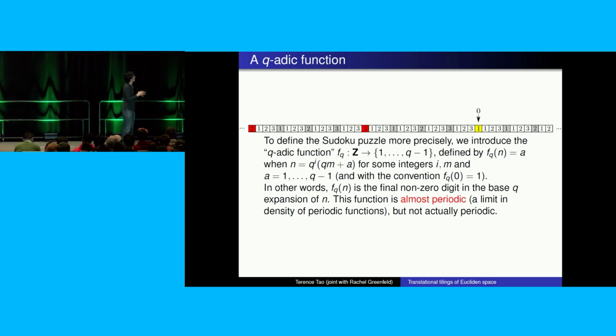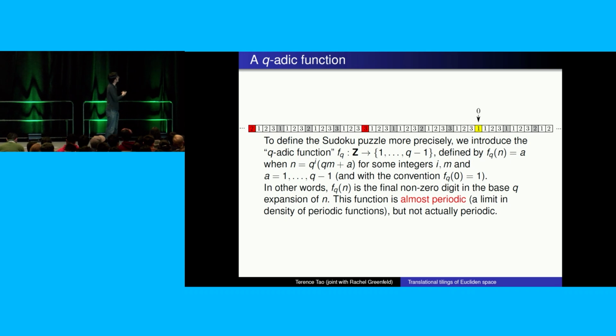So this is a function that is almost periodic. If you're not divisible by 4, it's just 1, 2, 3, and then something, 1, 2, 3, something, 1, 2, 3, something. So it's periodic outside of a coset of 4Z, and then inside 4Z, it is periodic outside of a coset of 4 squared Z, and so forth. So it has this p-adic structure. It's almost periodic, but not actually periodic.